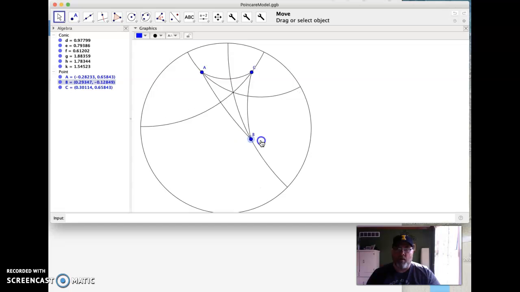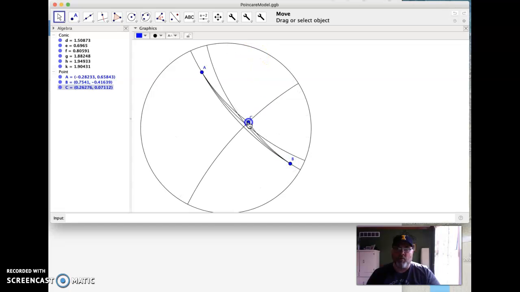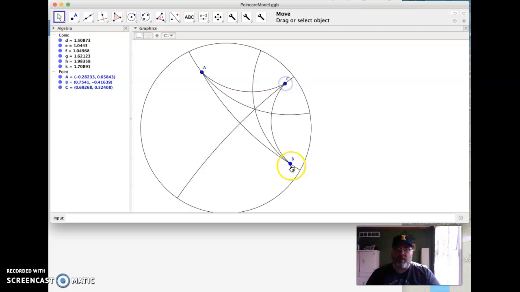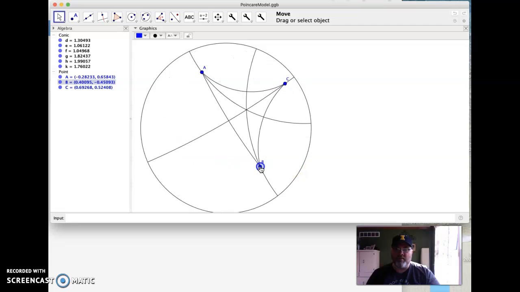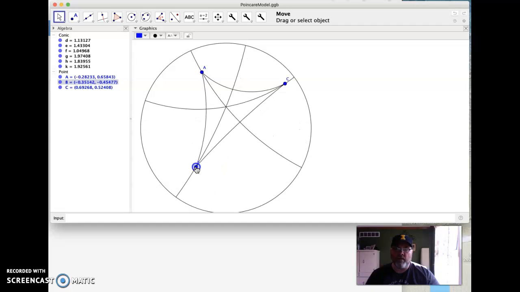And no matter how wonky I make this triangle, it looks like those angle bisectors stay inside, just like in Euclidean geometry. And it says it's supposed to make an incenter. The incenter. What is the incenter? Who remembers? I don't remember.